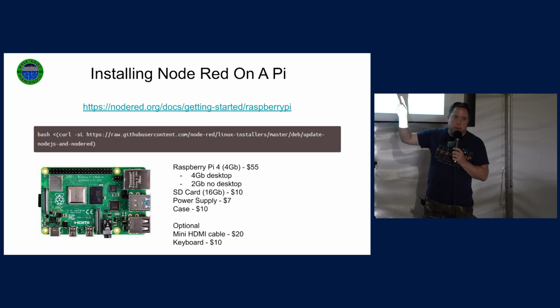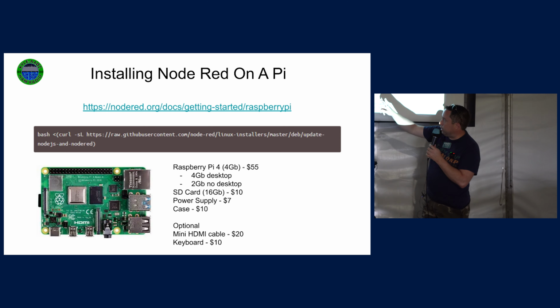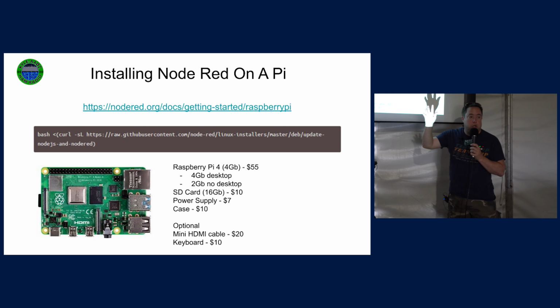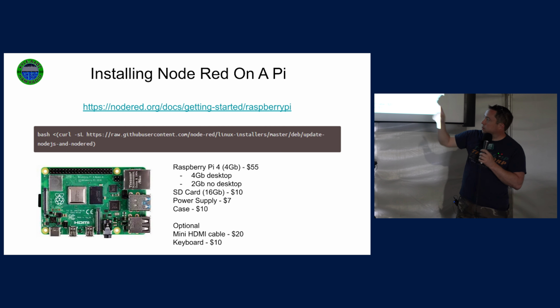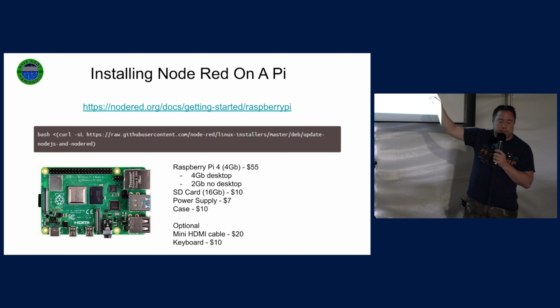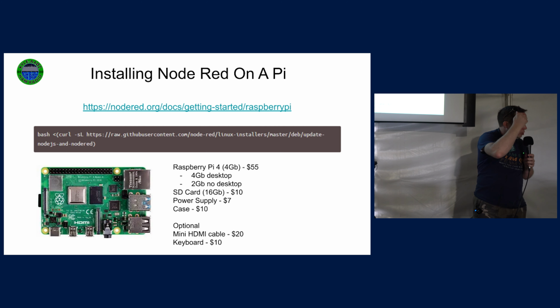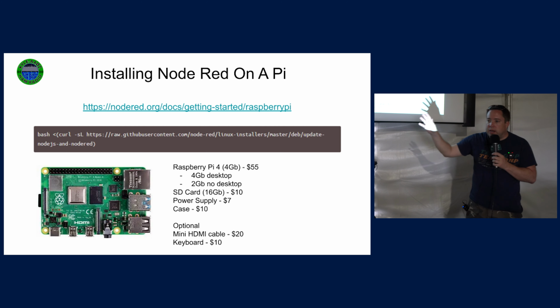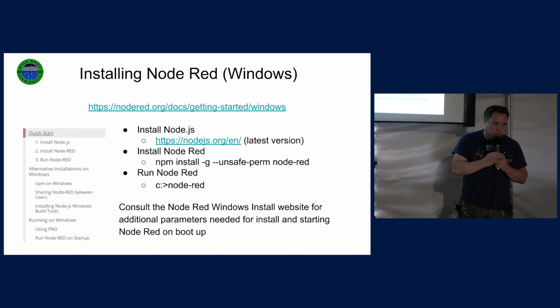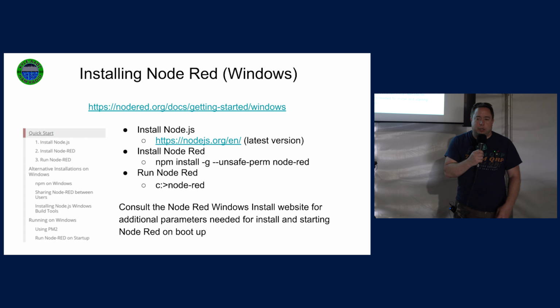The nice thing about getting a Raspberry Pi and installing it there is it's one script, right? You go to the Node-RED website, you type this, or you copy this bash script into your command prompt, and it installs. You don't have to do anything else. It just does it. You can install Node-RED on Windows. It's a little tougher, but you can get it installed.